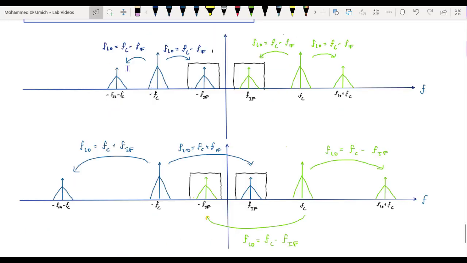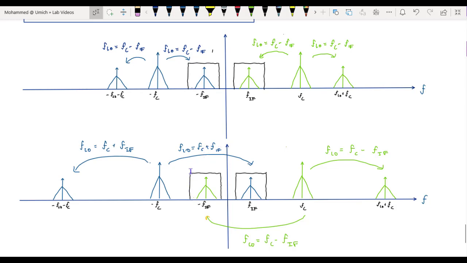We can see this by looking at frequency domain plots of the actions of the local oscillator and the IF filter. Here's a plot showing how the local oscillator is used to mix into the IF band when f_lo is chosen to be the lower of the two possible frequencies, f_c minus f_IF, and the second plot shows how the local oscillator is used to mix into the IF band when the local oscillator frequency is chosen as the higher of the two frequencies, f_c plus f_IF.